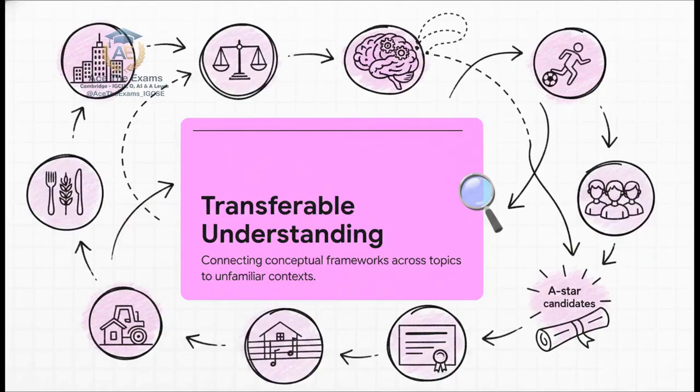And this brings us to a massive differentiator. The Cambridge Arabic Language candidate absolutely must demonstrate mastery of fundamental principles, but not in a vacuum. You can't look at these topics in isolation. We are looking for transferable understanding. That's the ability to connect conceptual frameworks across boundaries. If you can link urban life, equality of opportunity, and sport and apply them to completely unfamiliar contexts, you are separating yourself from 90% of the pack.